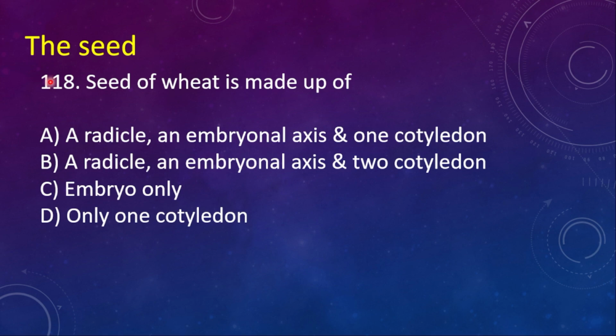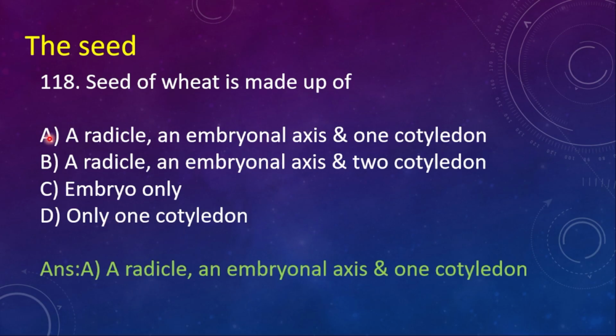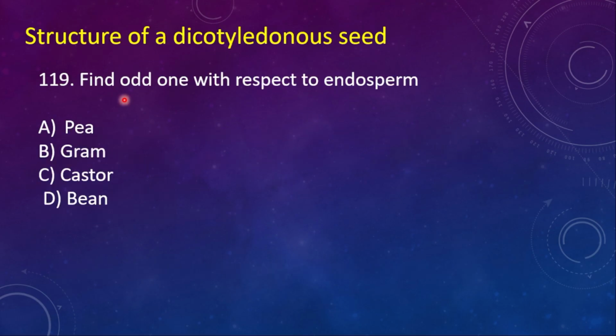The questions from the seed. 118. Seed of wheat is made up of A. A radicle, an embryonal axis, and one cotyledon in wheat. B. A radicle, an embryonal axis, two cotyledons. C. Embryo only. D. Only one cotyledon. So here the right option is A, because it is a monocotyledon, so it will be having only one cotyledon.